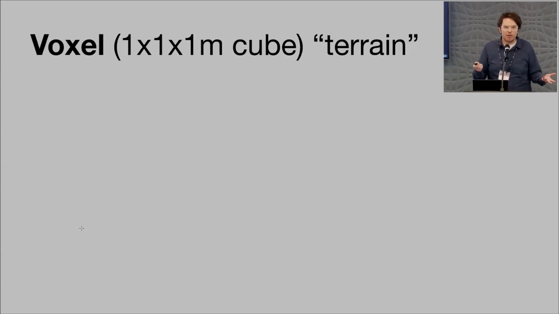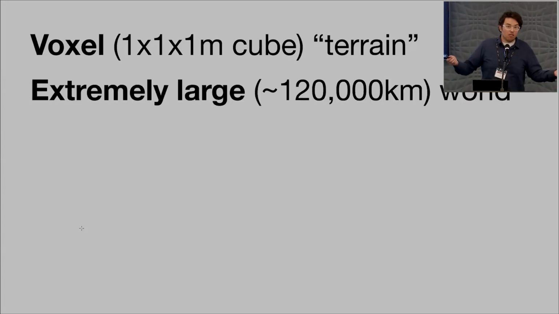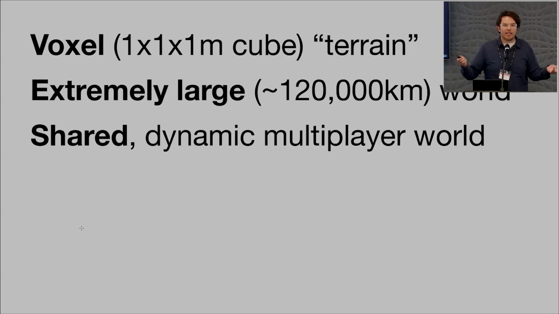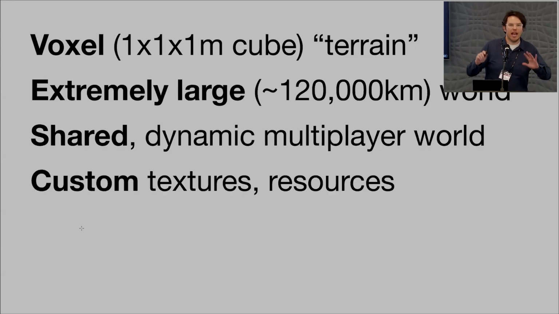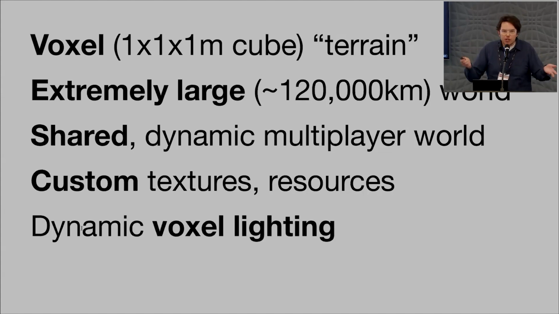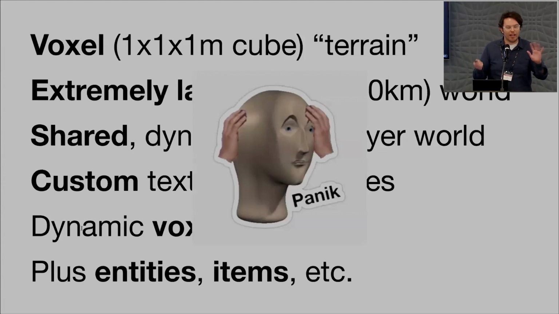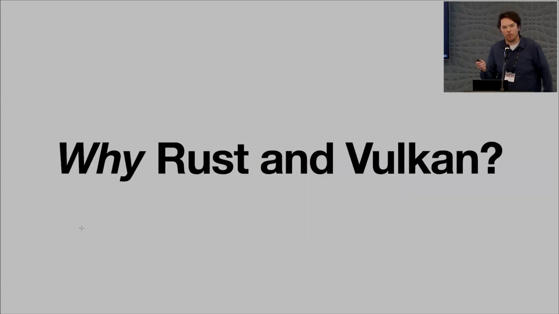I mean, it's pretty simple. You just have these voxels. They're 1 meter by 1 meter. I mean, there's a lot of them. It's about 120,000 Ks across. I mean, yes, it is a shared dynamic multiplayer world. And yes, every texture and resource can be replaced at any time. And yes, there is sort of dynamic voxel. Yeah, okay. All right. It turned out to be a little bit more complicated than we thought.